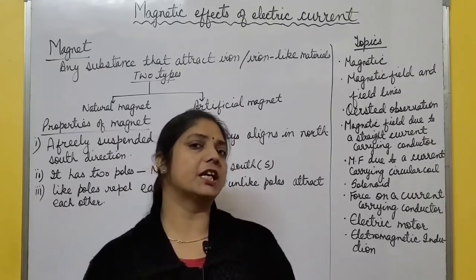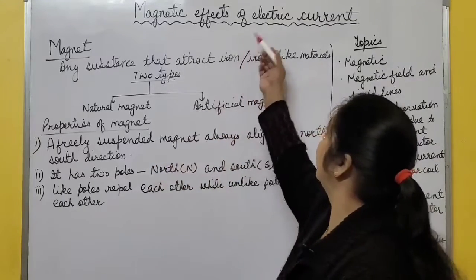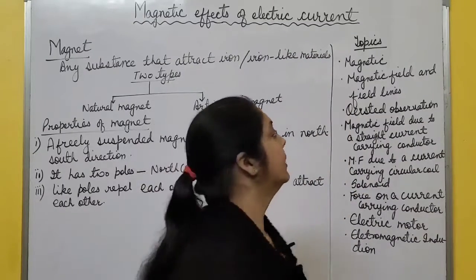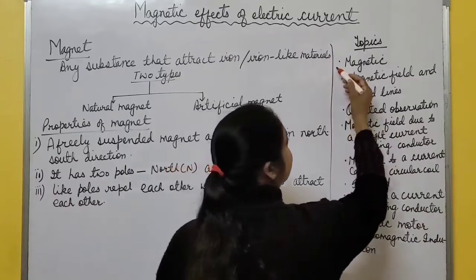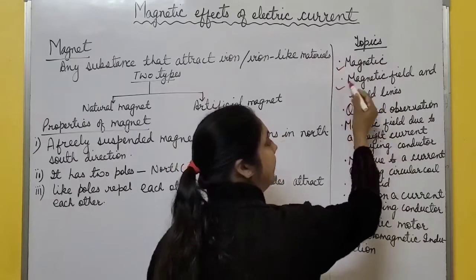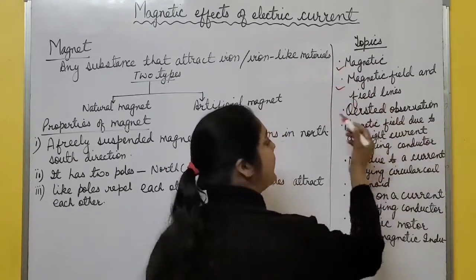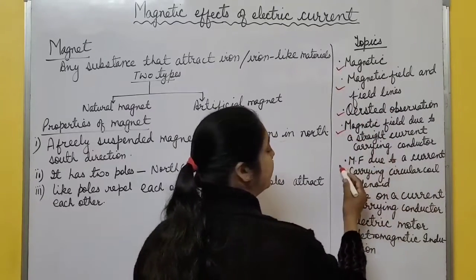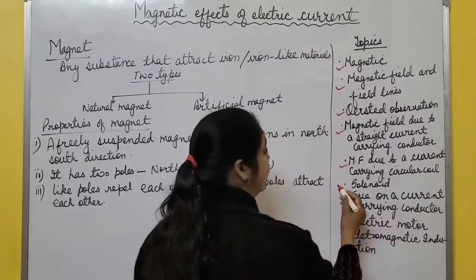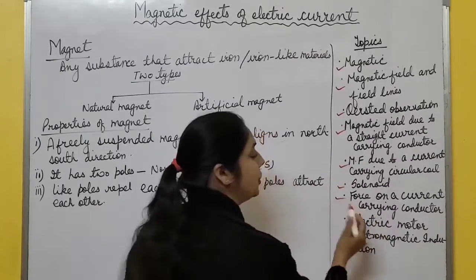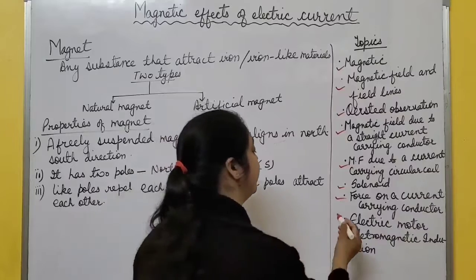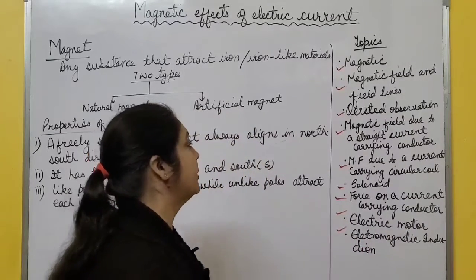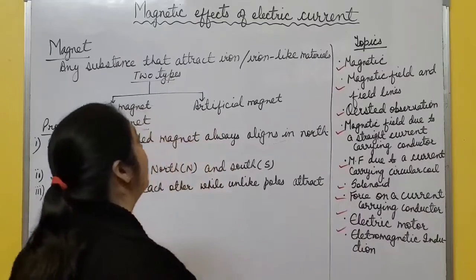Today I am going to start one short revision of chapter Magnetic Effects of Electric Current of class 10 science. In this chapter, the different topics to be covered are: first, what do you mean by magnet, then magnetic field and magnetic field lines, their properties or state observation, then magnetic field due to a straight current conductor, due to a circular coil, then magnetic field due to a solenoid, after that force on a current carrying conductor, at last electric motor, and then the last topic of this chapter is electromagnetic induction. So I will cover each topic one by one. Let us start this chapter.